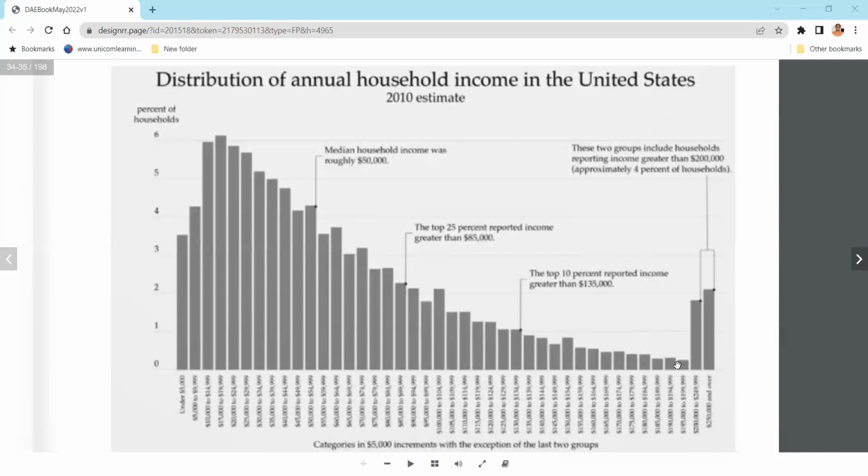So what kind of plot is this? What do you mean by plot in this? What kind of graph is this? What kind of plot is this? I'm asking you a simple question. Bar graph. This is the income related.